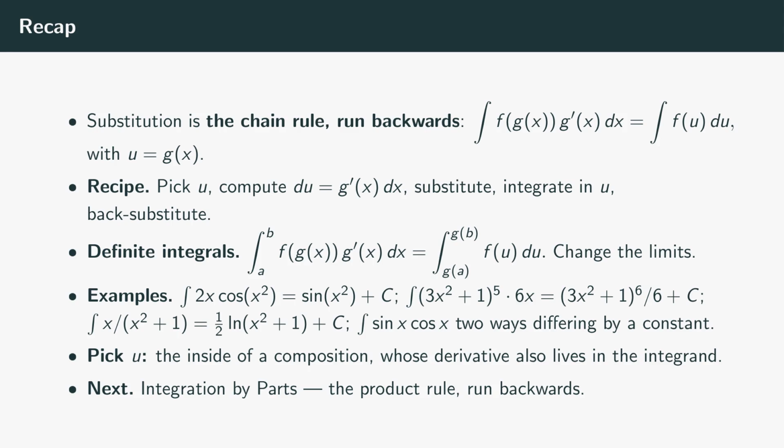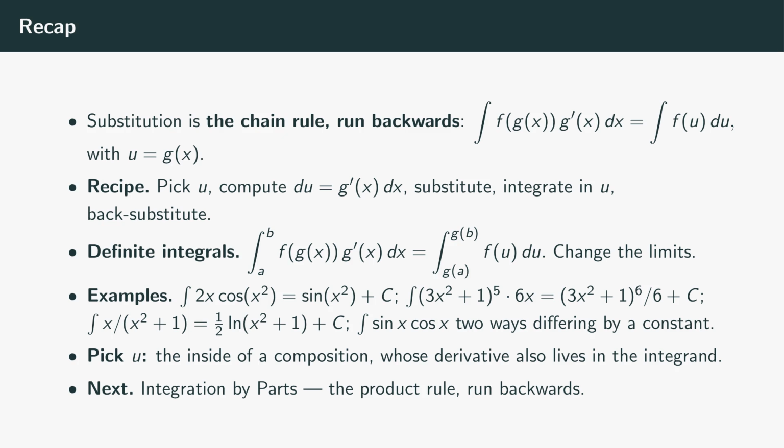Recap. Integration by substitution is the chain rule running backwards. If your integrand has the shape f of g of x times g prime of x, then setting u equals g of x collapses the integrand to f of u du in the new variable, which had better be easier. The Leibniz differentials notation, du equals g prime of x dx, makes the substitution look like algebraic cancellation, and it works because of the chain rule we proved up front. Recipe: pick u, compute du, substitute, integrate in u, back substitute to x. For definite integrals, either change the limits when you change variables, which is cleaner, or keep the limits and come back to x before evaluating. Never do both.